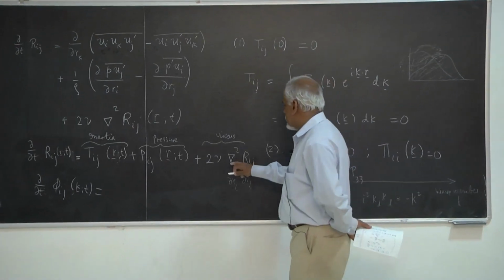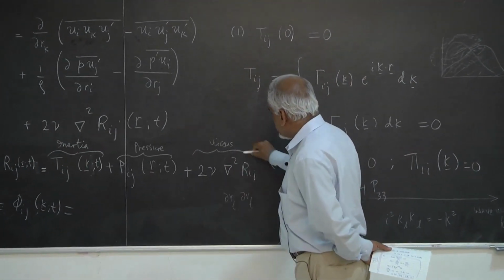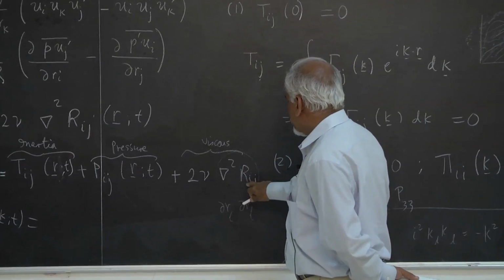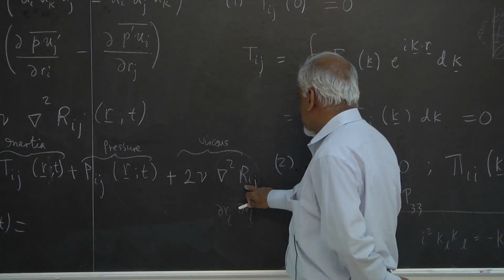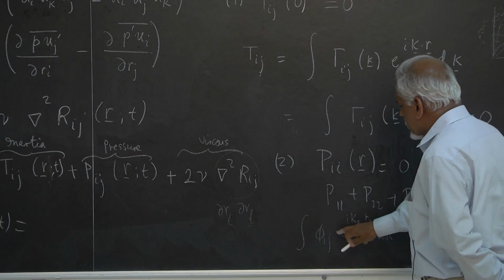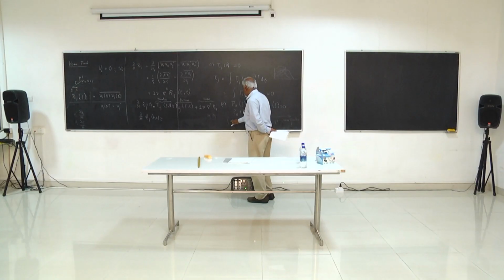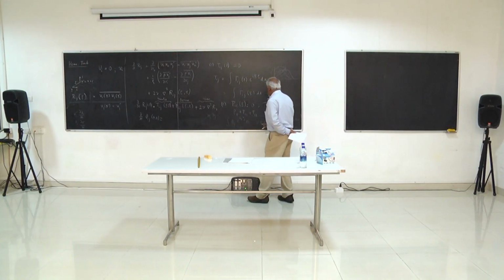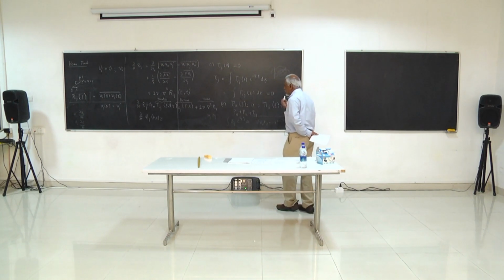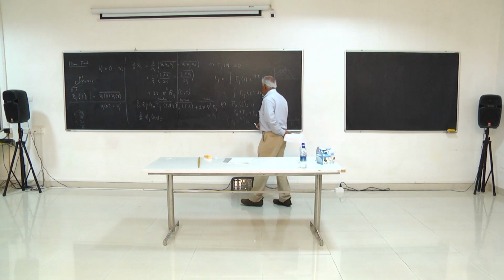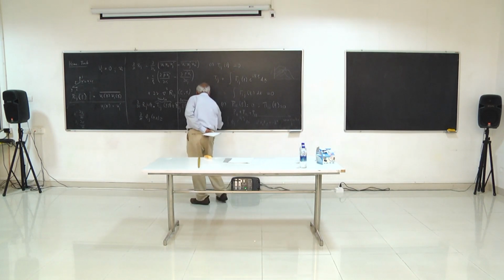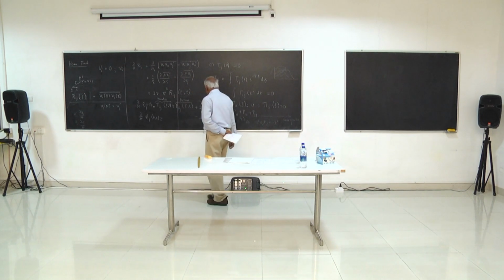So whenever I take the derivative of Rij with respect to one of the components of R, it simply means that I am multiplying this Fij by i times some k in the direction on which I have taken the differential. So basically, if you write the Fourier transform of this, I would have minus 2 nu k squared phi ij. See, I didn't write all these things.